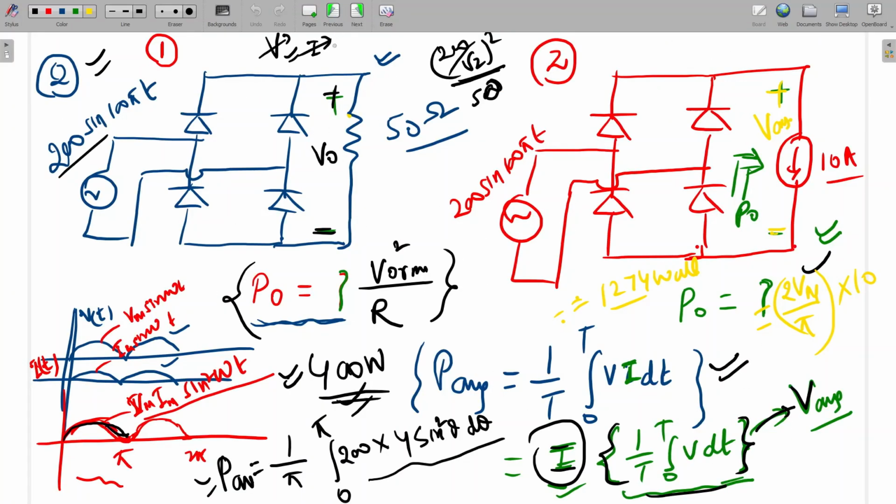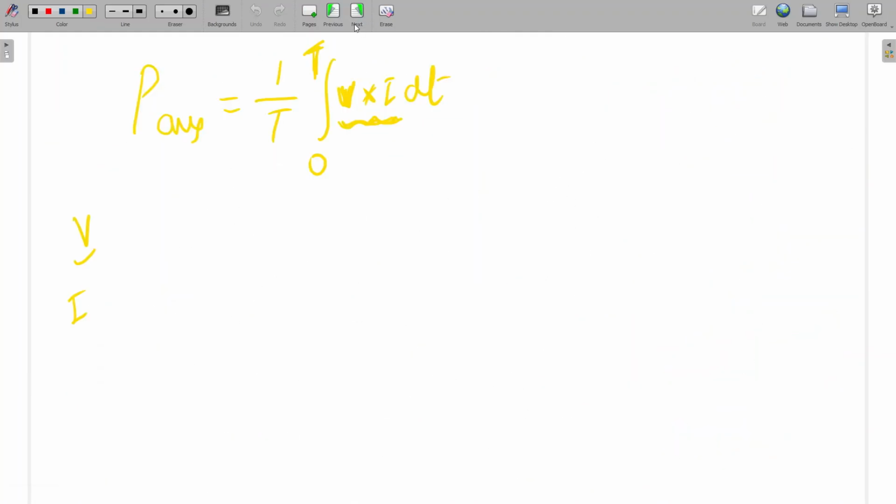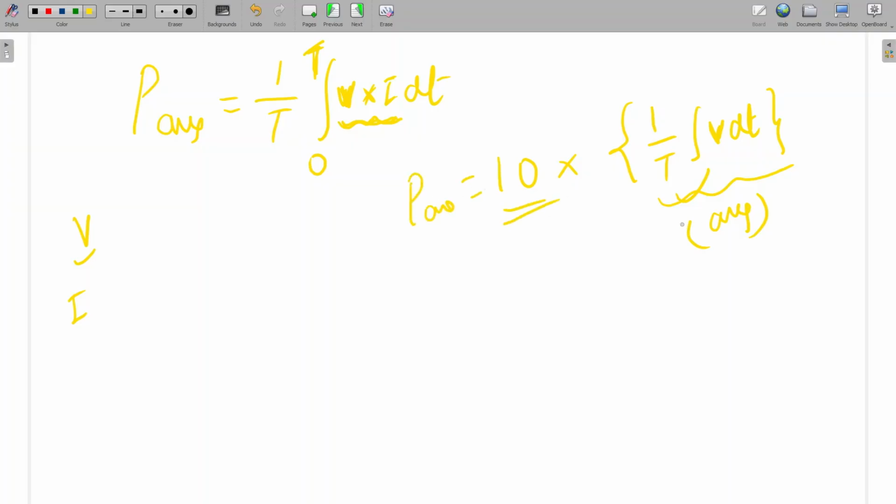So here, across the resistance, the current is varying and the voltage is also varying. But in the second case, current is 10 ampere, constant, so I can take the 10 outside. So 10 into 1 by T integral V dt. And 1 by T integral of a function dt is the average value. So we take the average of the voltage waveform, and the current is already constant.